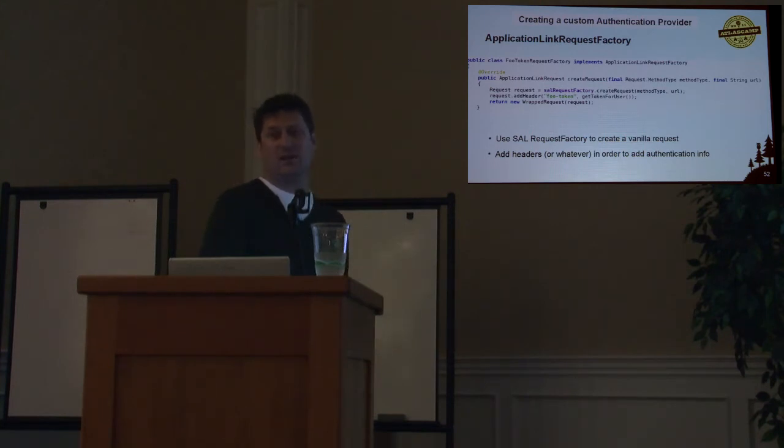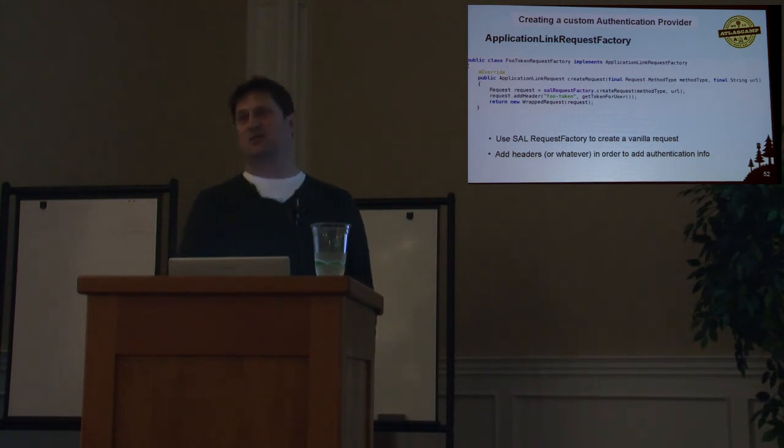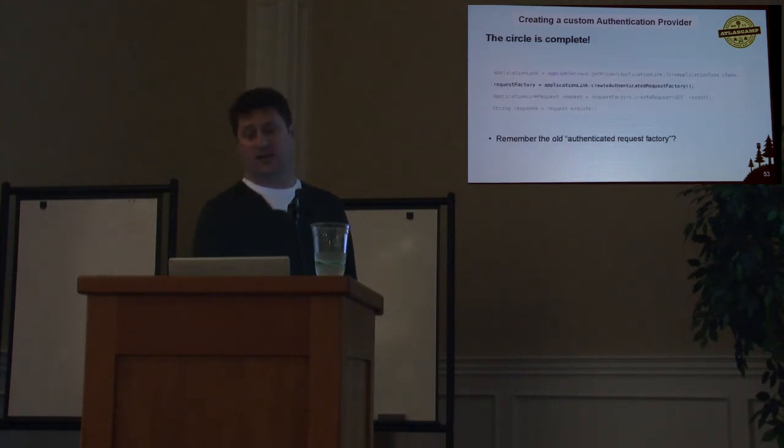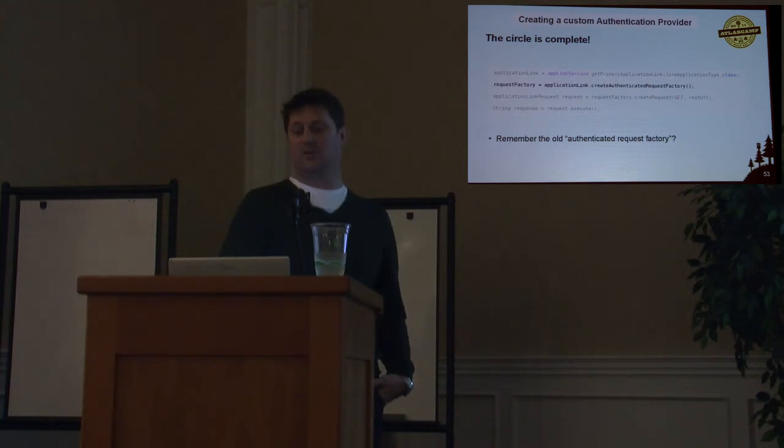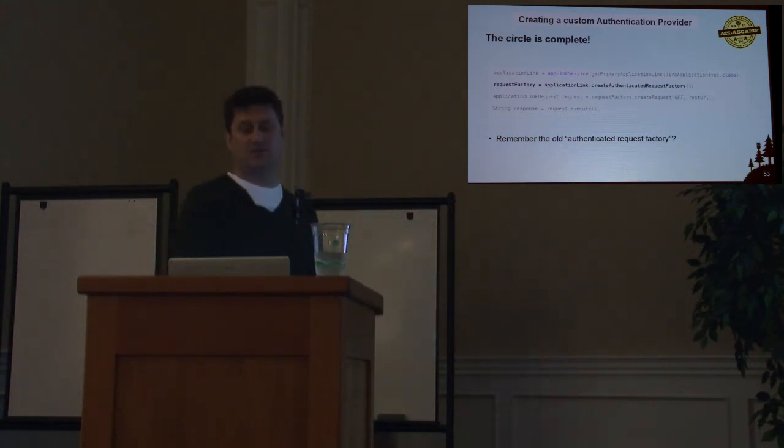He looks a lot like the SAL request. You'll just want to wrap the SAL request inside the wrapped request and just use a delegating pattern and pass most of the method calls straight on to the wrapped request. So we can see there we have been able to create an authenticated request factory. So if we cast our mind back to the earlier slides where we saw how to actually consume app links, well, that's obviously how app links is getting hold of the authenticated request factory for us to use.